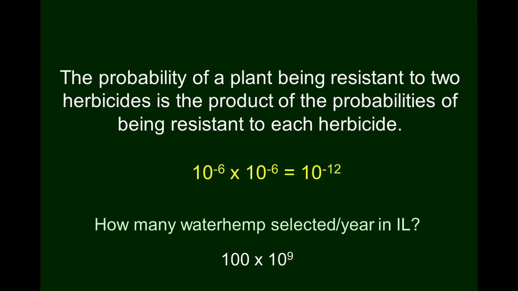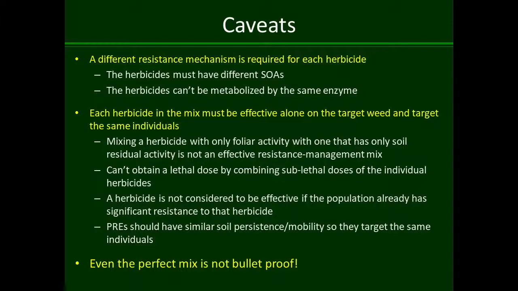Okay? And so that brings me to this next slide. There are lots of caveats to this idea of why mixing is going to be effective. The first one I'll point out here on the slide is that in order for this to work, you have to have a different resistance mechanism being required for each herbicide. So if you have two herbicides that are both ALS inhibitors, they both have ALS as the target site, and a single mutation can simultaneously confer resistance to both of those herbicides, then it's not going to be 10 to the minus 6 times 10 to the minus 6. It's going to be simply 10 to the minus 6.